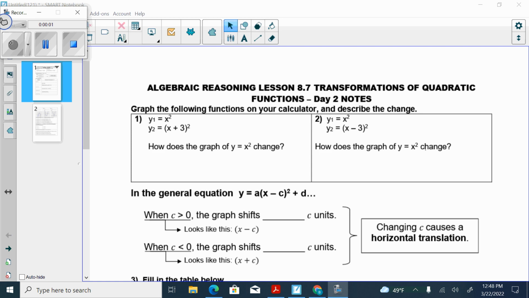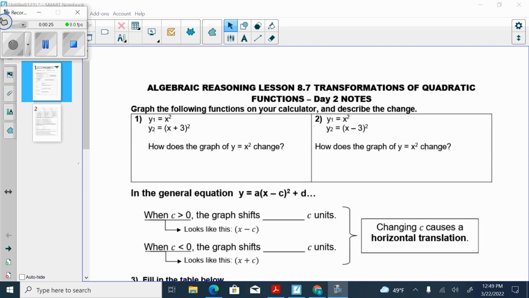Here, very similar to what we were just doing, talking about how the numbers in different places do different things to our graphs. So on this one, they have something in a parenthesis here, right? We did not have parentheses on our previous worksheet, so they're adding one more rule to what we were previously doing. They want us to graph these in our calculator and see what happens.